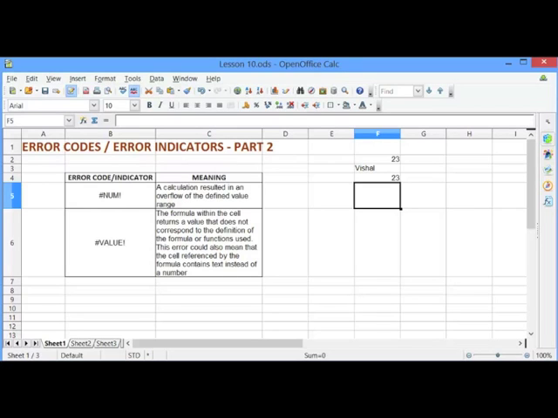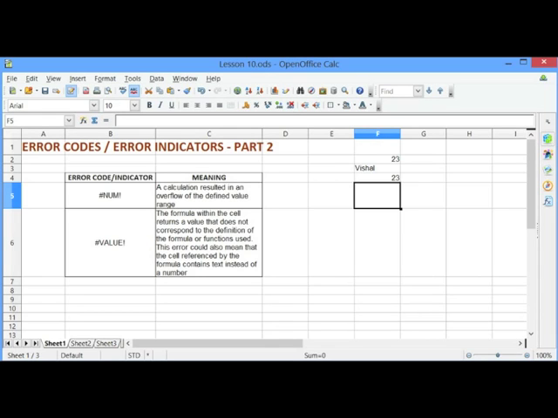Welcome to Lesson 10 of OpenOffice Calc. In this lesson, we will look closely at error codes or error indicators, part 2. When we enter or edit a formula in a cell, Calc might show an error code or error value as a formula result in that cell.